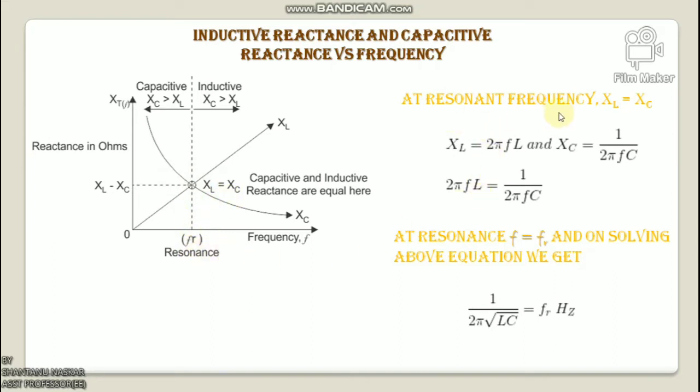So at resonance frequency XL equals XC, where XL equals 2 pi FL and XC equals 1 by 2 pi FC. Because XL equals XC, we can write 2 pi FL equals 1 by 2 pi FC. So at resonance F equals Fr, and on solving the above equation we get Fr equals 1 by 2 pi root over LC, in Hertz.